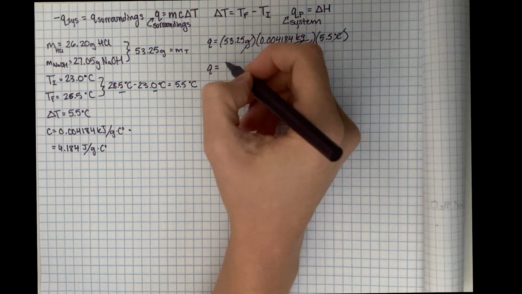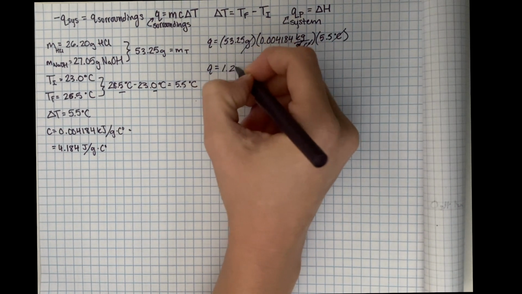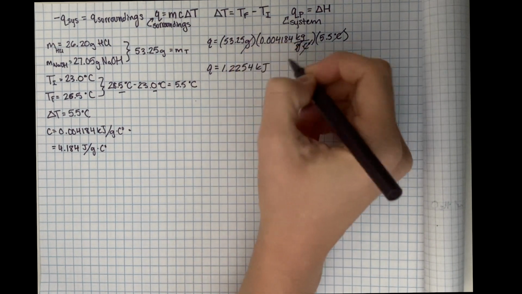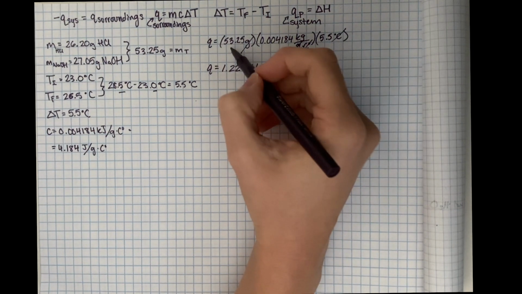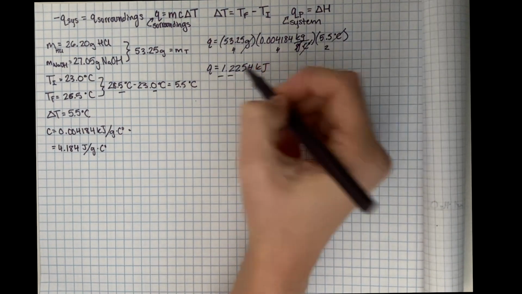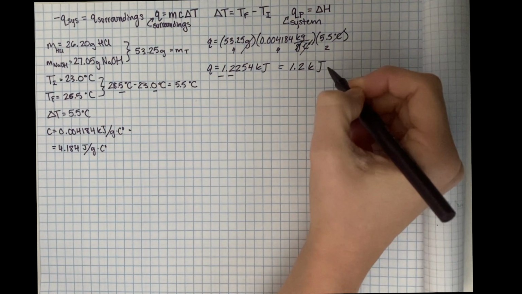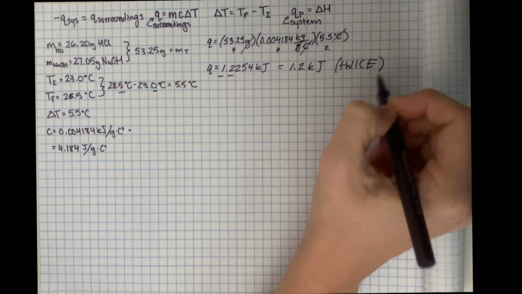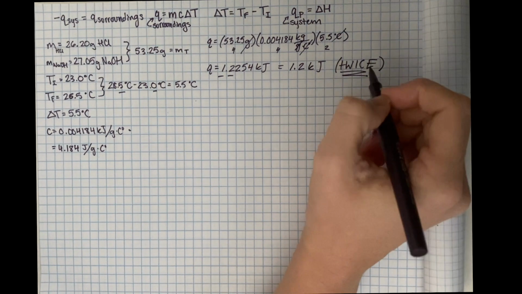So once we do all this math, we are going to get an answer of 1.2254 kilojoules. And since we multiplied, we have to follow our significant figure rules. We had 4 sig figs here, 4 sig figs here, 2 here. So we're going to round to 2 significant figures: 1.2 kilojoules. You're going to do this twice because you have 2 trials, right? So make sure you do this twice. Same thing with everything else.